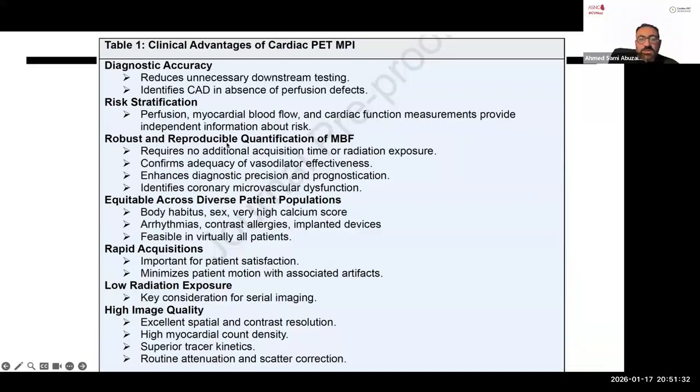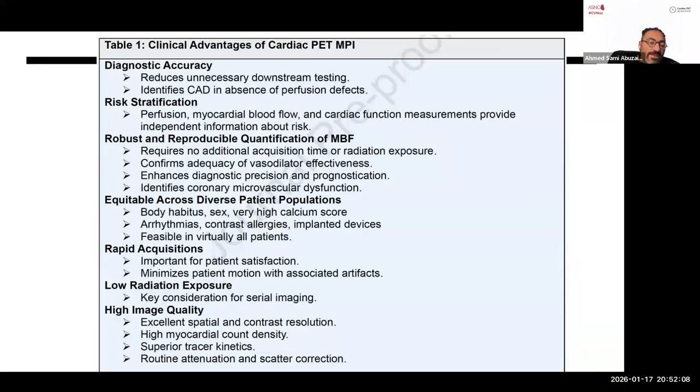It's fast, it's reproducible. We can quantify myocardial blood flow. And I like this terminology that we can do cardiac PET universally in all patients. There is no contraindication to cardiac PET, regardless of how you look into it. It's feasible in all patients, regardless of race, sex, high calcium score, low calcium score, rhythm, arrhythmia, devices. And I think it trumps and takes precedence over SPECT and other modalities.